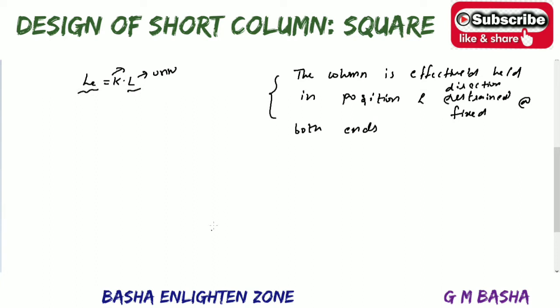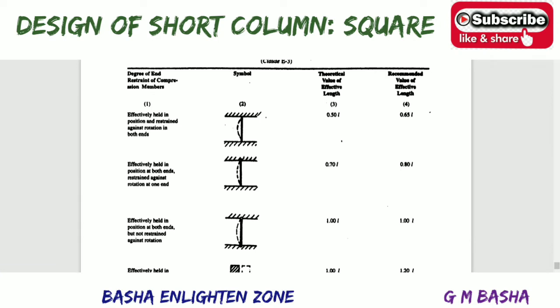If you observe here, in our condition the column is effectively held in position and direction at both ends. Direction means restraint against rotation at both ends. Whenever the column is fixed, it will automatically be restricted from rotation at both ends. Like that, you have to see.